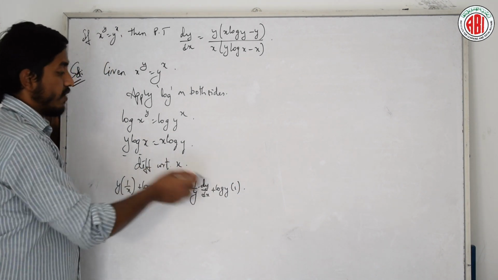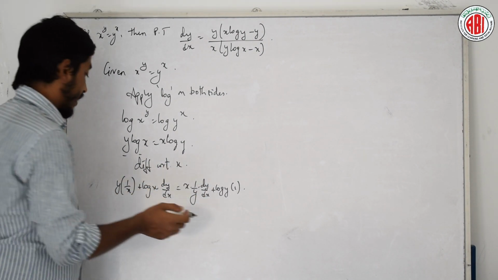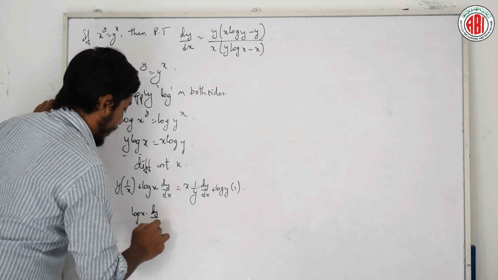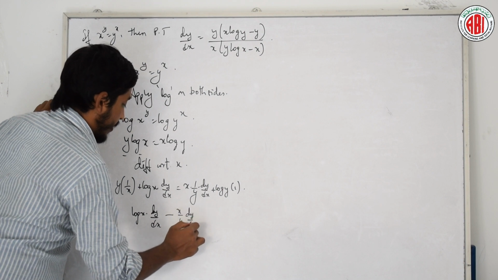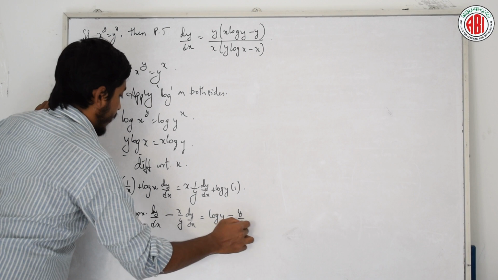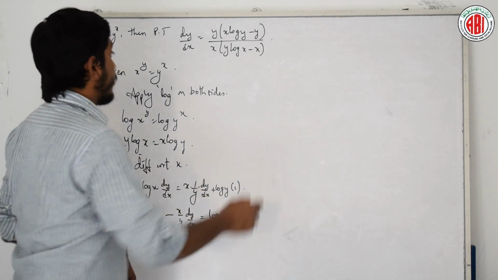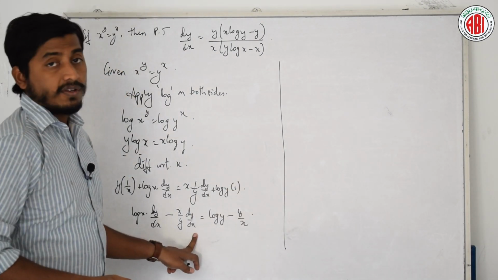Is it fine? Differentiation of x is 1. Let us bring this dy by dx terms to one side, then that will become log x into dy by dx minus x by y dy by dx is equal to log y minus y by x. This y by x will go that side. Clear? So, let us take dy by dx common here.